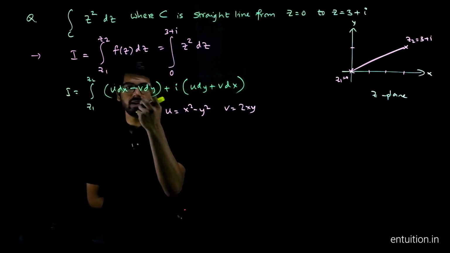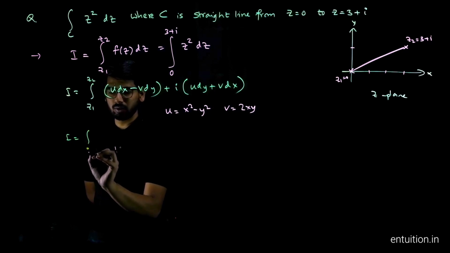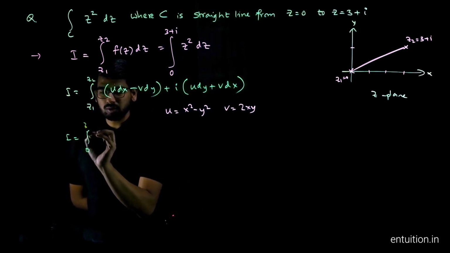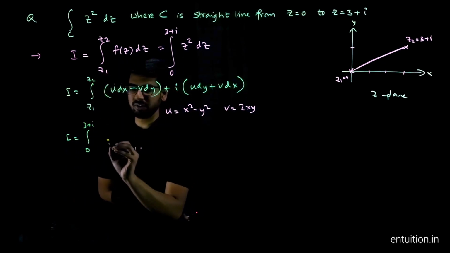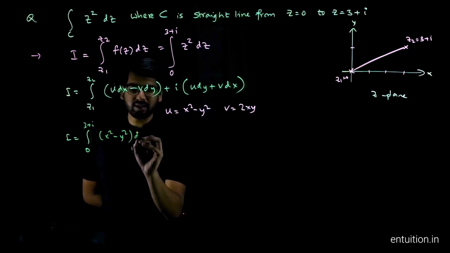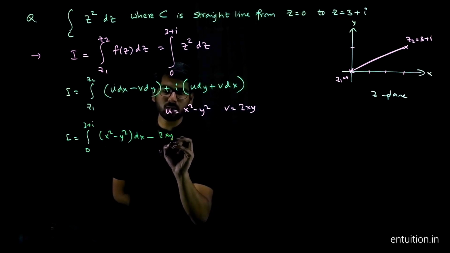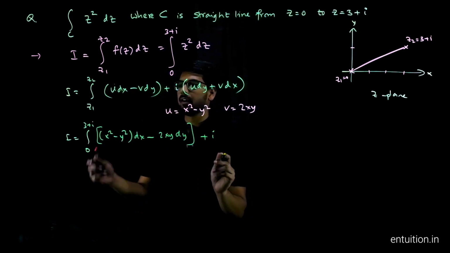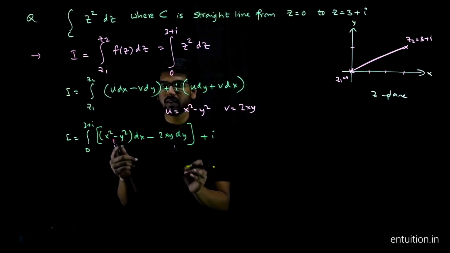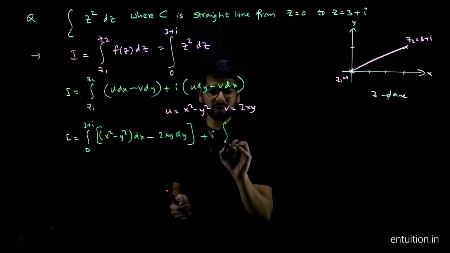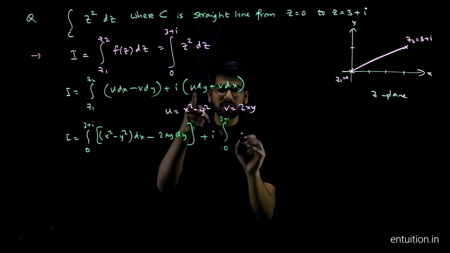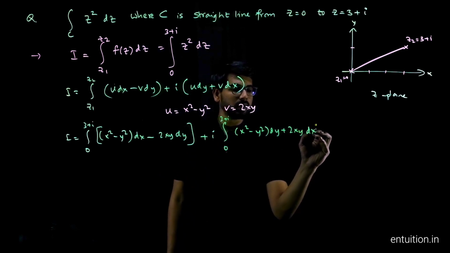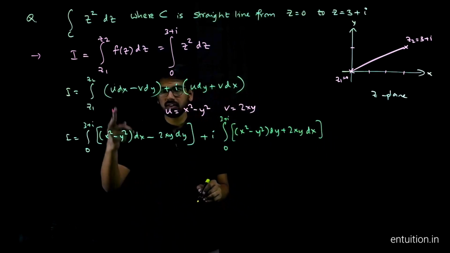If we substitute u and v in this, what will we get? I equal to the integral from z1 to z2, which is 0 to 3 plus i, of u, which is x square minus y square, dx minus v, which is 2xy, dy, in brackets, plus i times. Since this is an integral of a sum, I can write it as the integral of one part plus the integral of the other. So again from 0 to 3 plus i, u, which is x square minus y square, dy plus v, which is 2xy, dx.